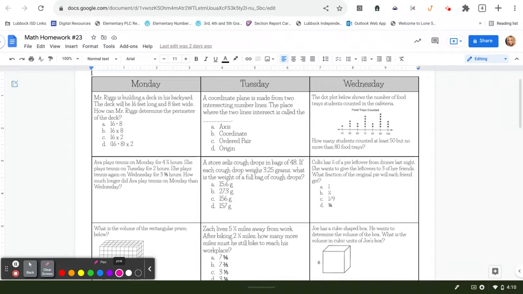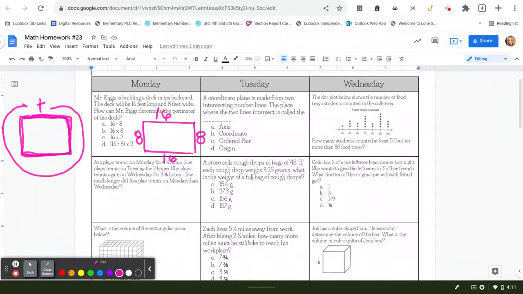Step 1 needs to be to draw a picture. So he's building a rectangular deck that's going to be 16 by 8. To find perimeter, that's like building a fence around something, right? So he's building a deck, but he only wants to know the perimeter, the outside of it, okay? So I'm going to label my other sides 16 and 8. So to find perimeter, I have to add all the sides, okay?